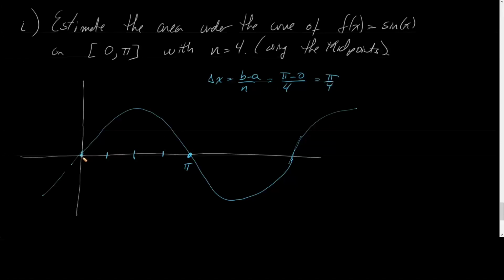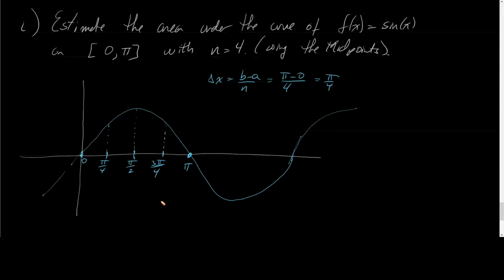All right, so to go from here to here, that's pi over 4. The next one, add another pi over 4, we're at pi over 2. The next one, add another pi over 4, we're at 3 pi over 4. Add another pi over 4, we're at pi. I'll just make these dotted lines here to show where the intervals are ending.